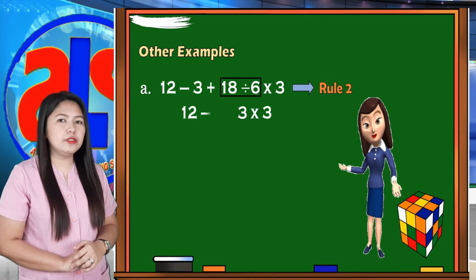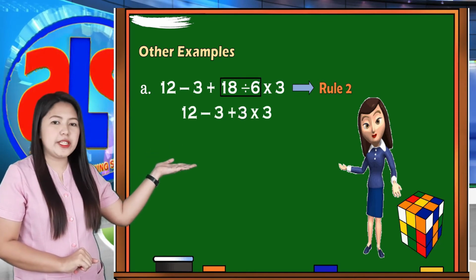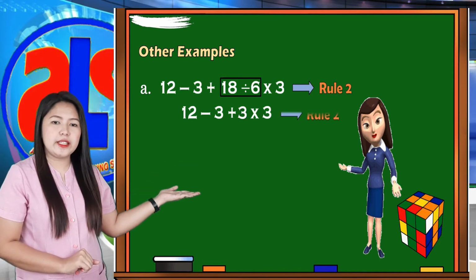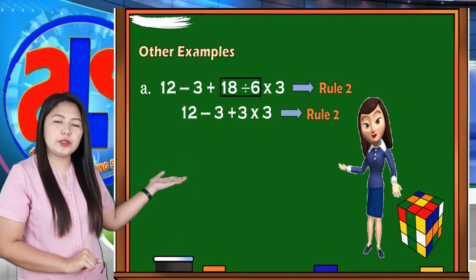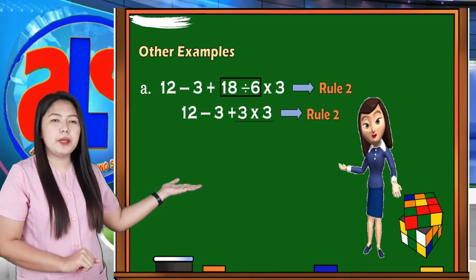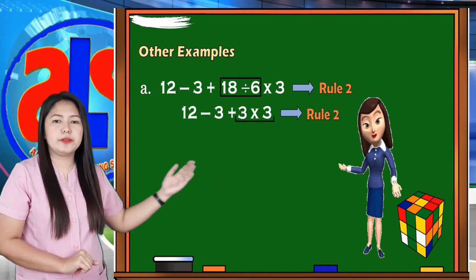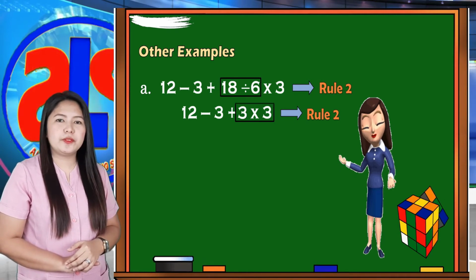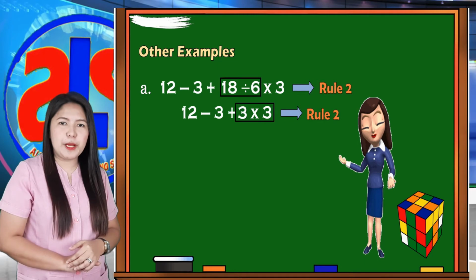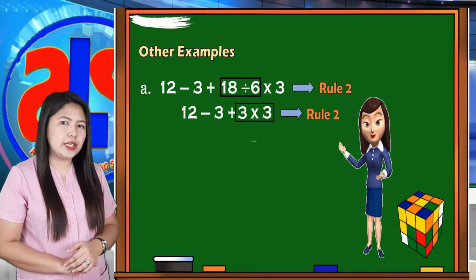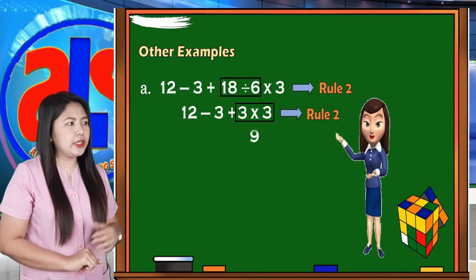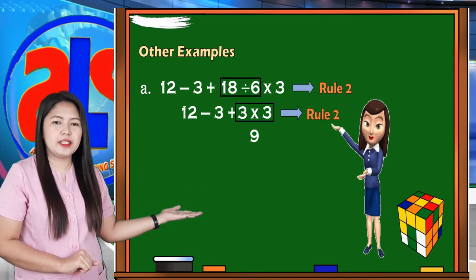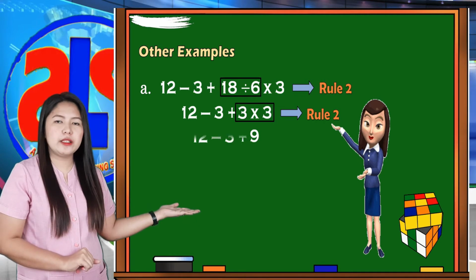So, una natin isa-solve is 18 divided by 6 is 3. So, bring down 12 minus 3 plus times 3. So, ano ang susunod nating operation? Tama, magmumultiply muna tayo and that is rule number 2. So, 3 times 3 is 9. Bring down 12 minus 3 plus 9.